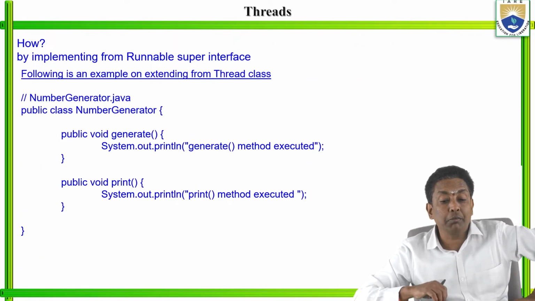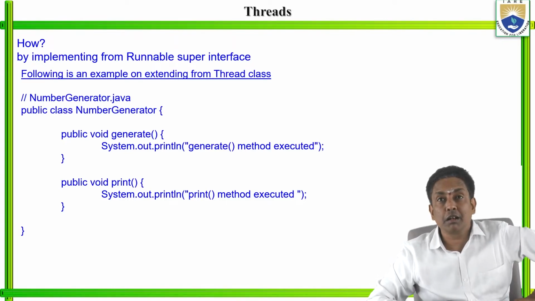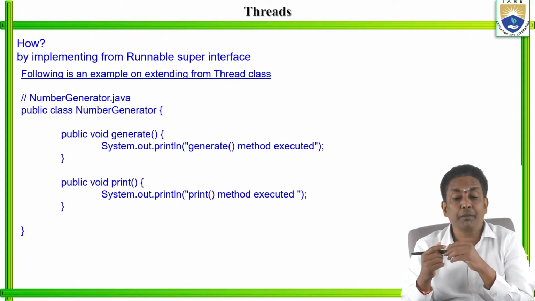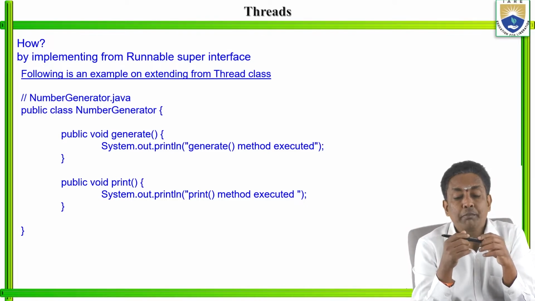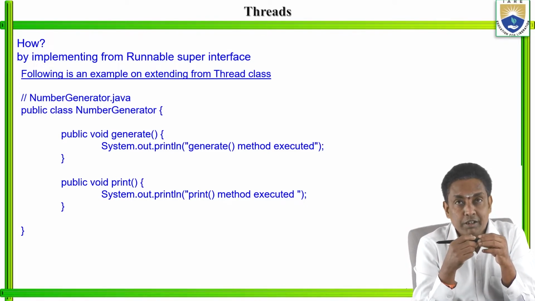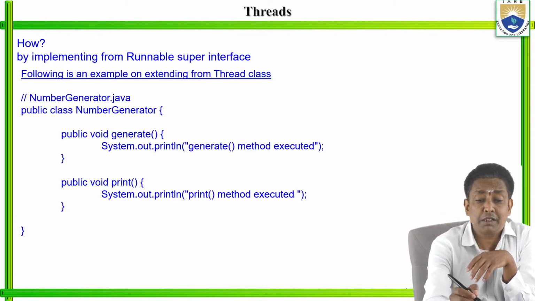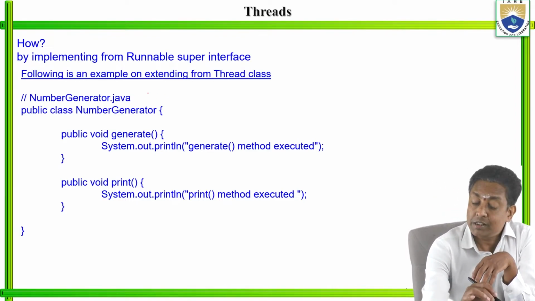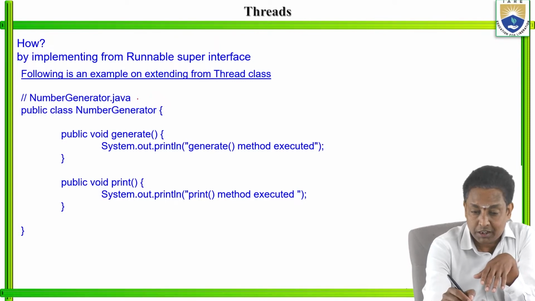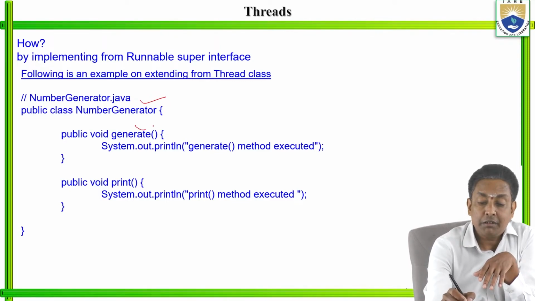How? By implementing the Runnable interface. We are seeing that example. So how, by implementing the Runnable super interface, is your doubt. The NumberGenerator class remains the same. The previous example and this example are the same. The NumberGenerator class is the same. The generate method is the same. The print method is the same.